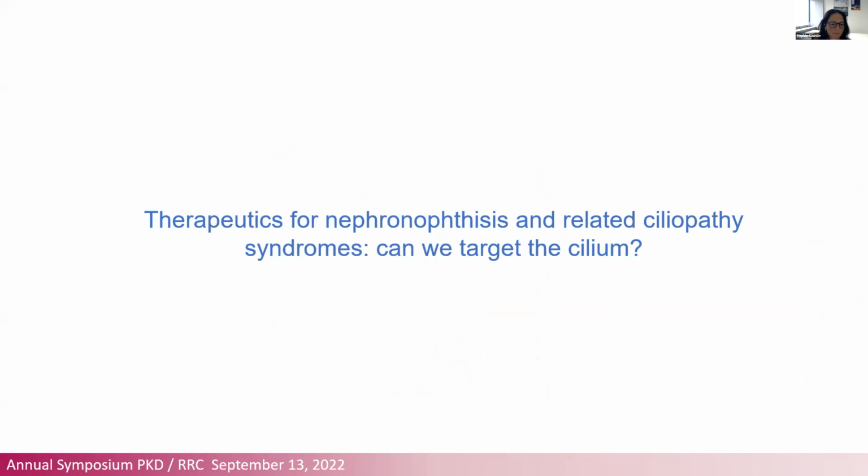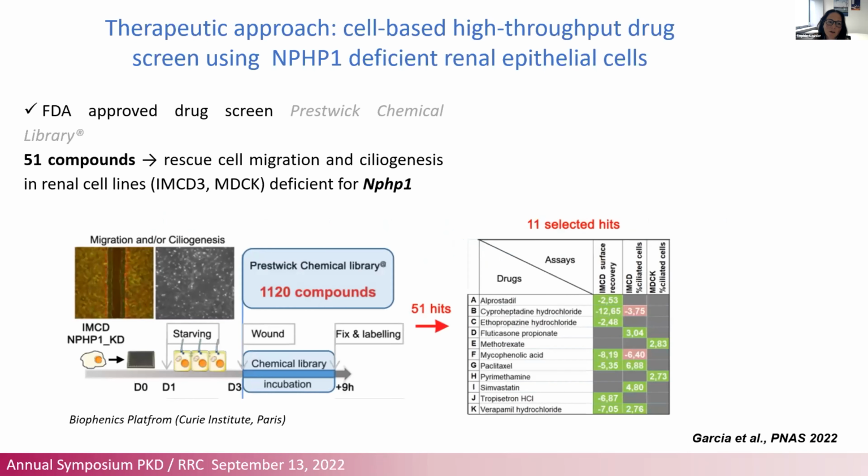As Ashima presented, we are now focusing on therapeutic concepts for nephronophthisis, and as it's a ciliopathy, we want to know if we can target the cilium. For that, we used a cell-based approach with an FDA-approved drug screen library, a Prestwick library with 1,200 compounds, and we used two readouts.